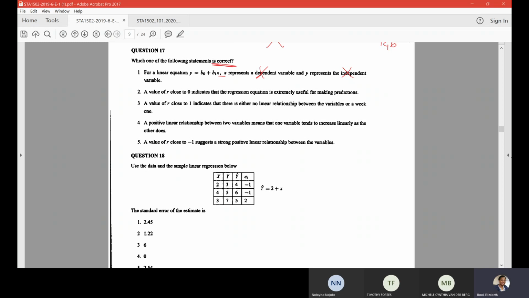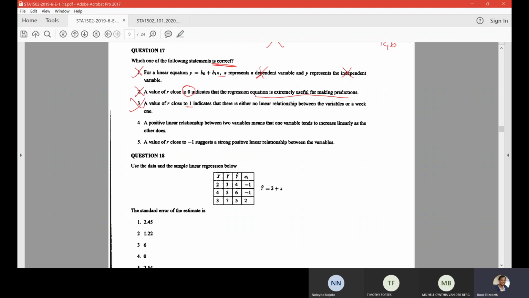Now, in terms of r, closer to 0 indicates that there are extremely useful predictions. But r closer to 0 means that there is no relationship, so this is incorrect. A value of r closer to 1 indicates that there is either no relationship, and I've just said it: 0 means no relationship, so 1 means there is a strong relationship. If I look at this, it does not make sense.